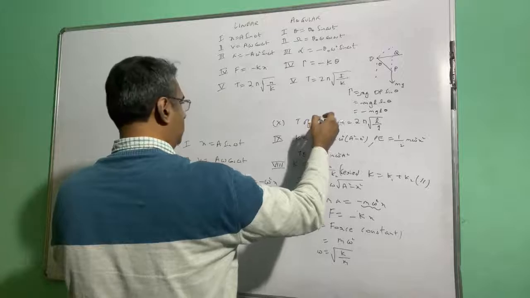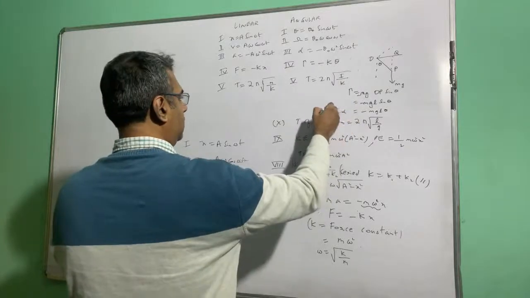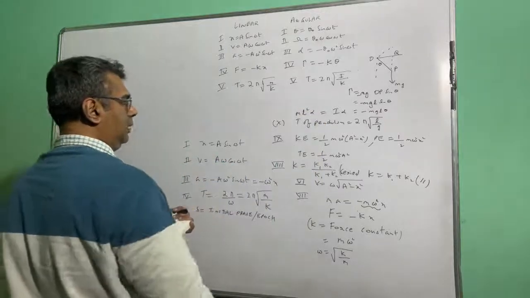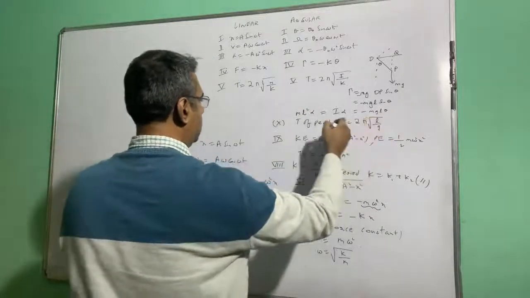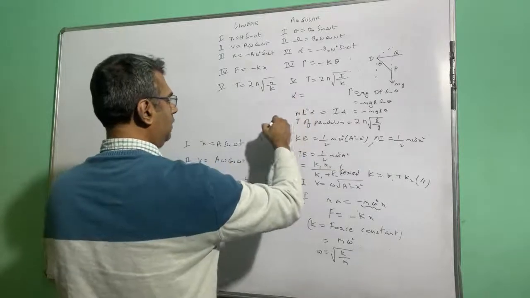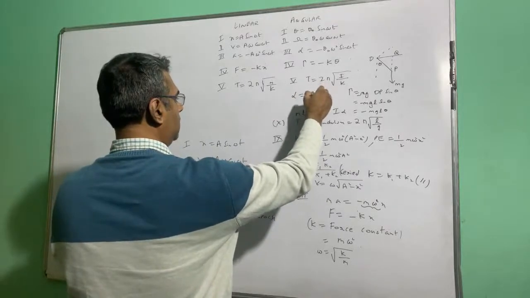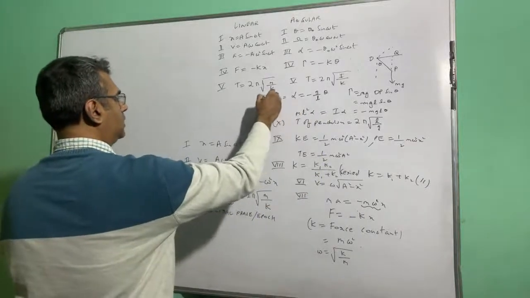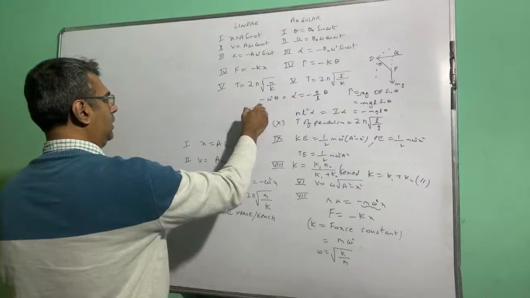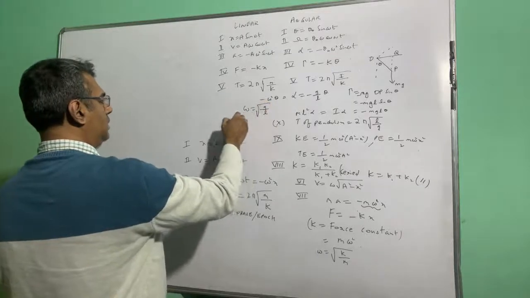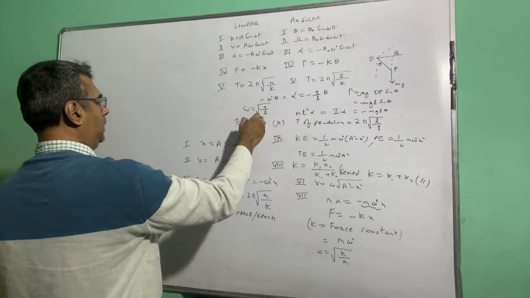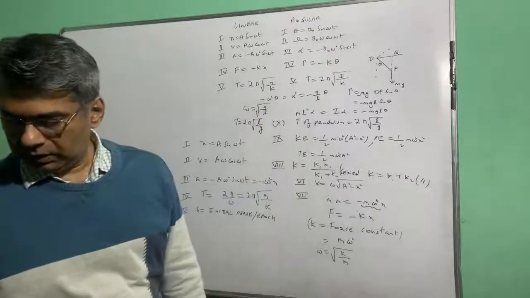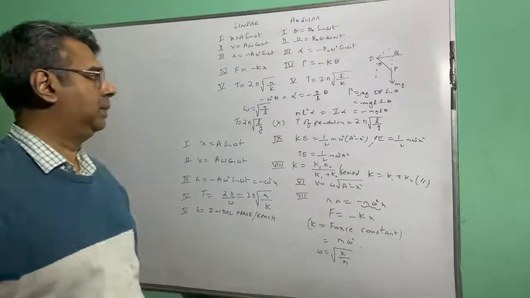Meanwhile, you know that torque is equal to I alpha, and I will be ml square. So ml square alpha is minus mgl theta. So alpha is coming minus g by l into theta. But you know that alpha is minus omega square theta. So omega is root over g by l, so time period is 2 pi root L by g. So this is another alternative method to derive time period.